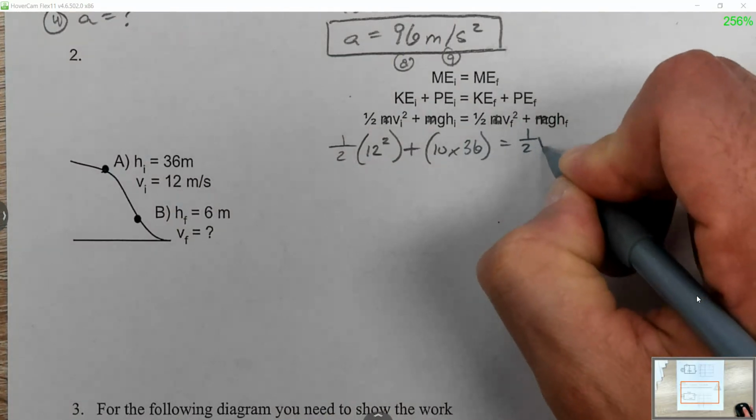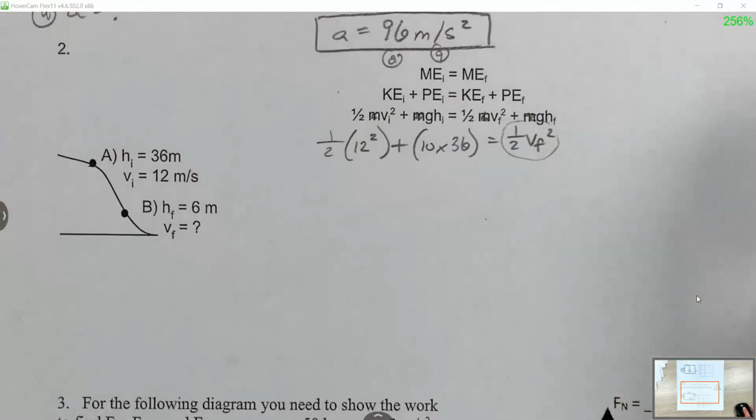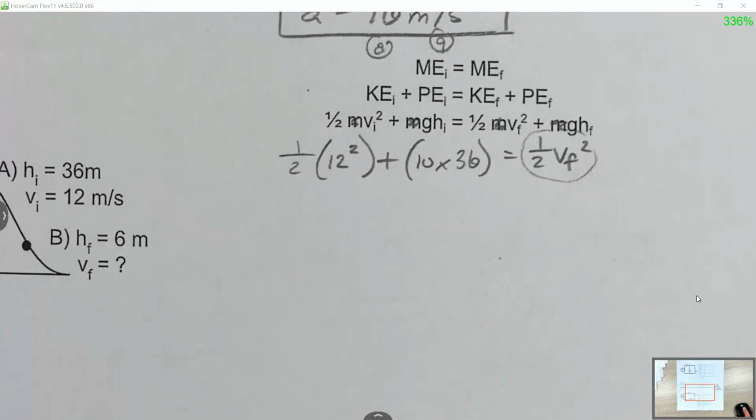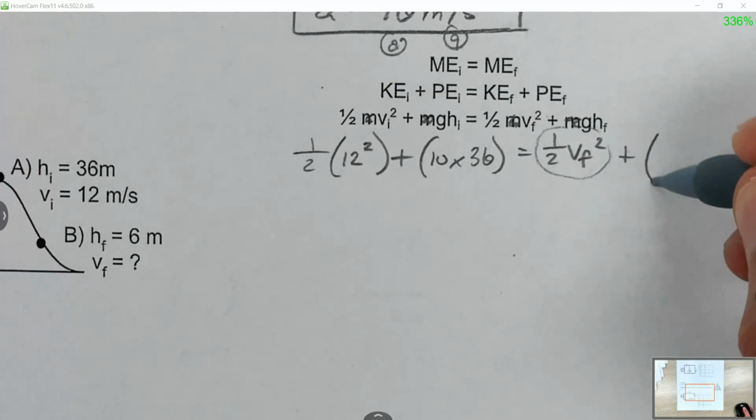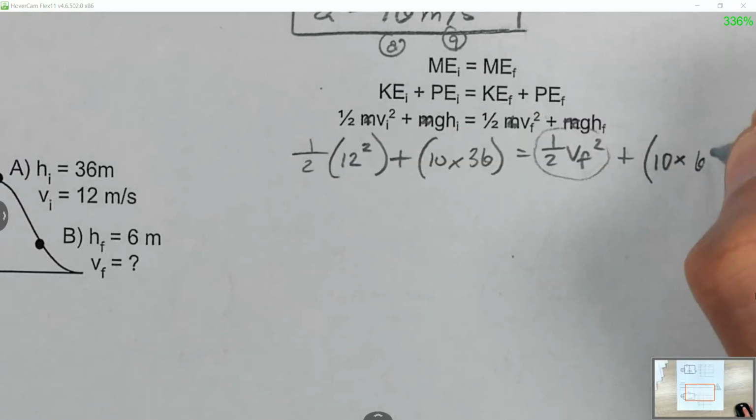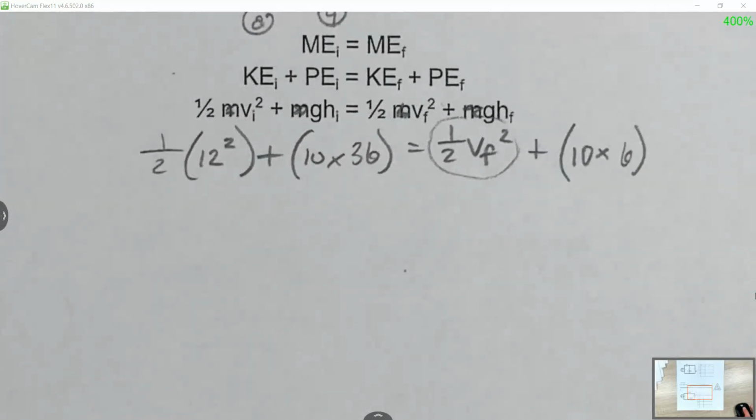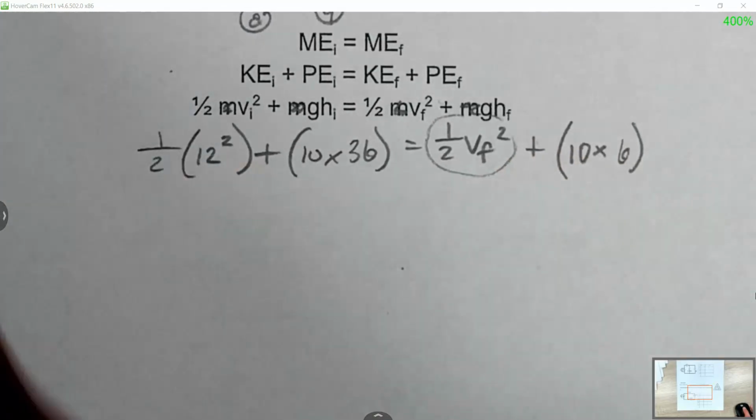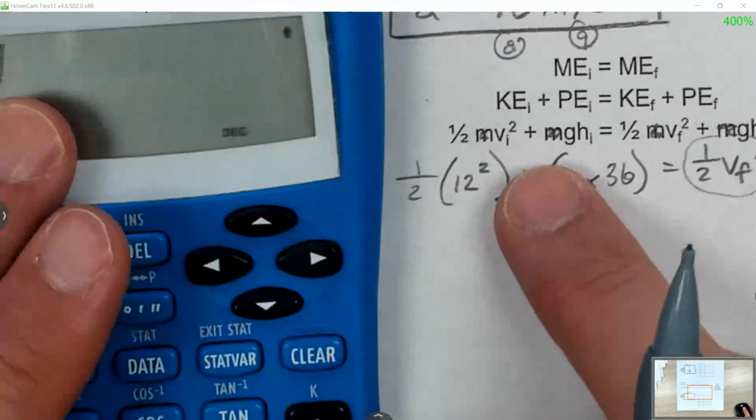equals 1/2 Vf squared. Now, we're looking for Vf. This has got to stay together until the very, very end. And then bring down the next plus sign, g, which is 10, times hf. hf was 6. Okay, now we're just going to plug and chug this into the calculator from here. You must type it in like this. Well, you don't have to, but it'd be the easiest way to go about it.